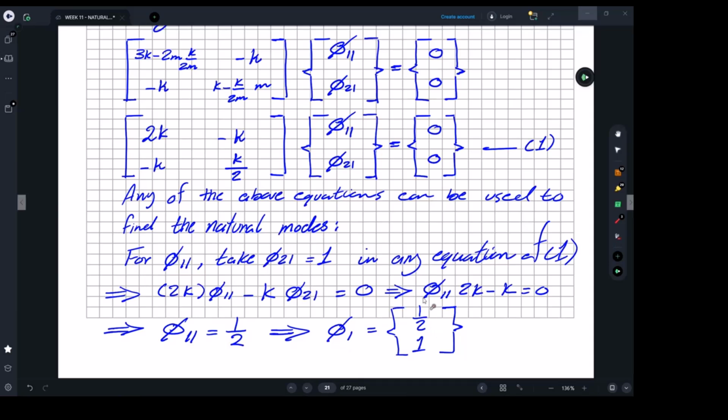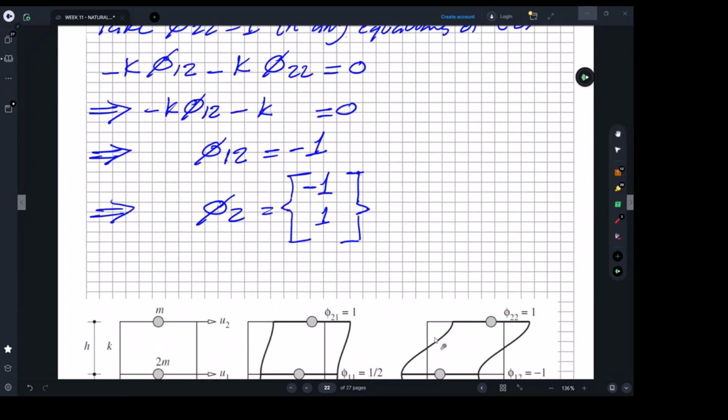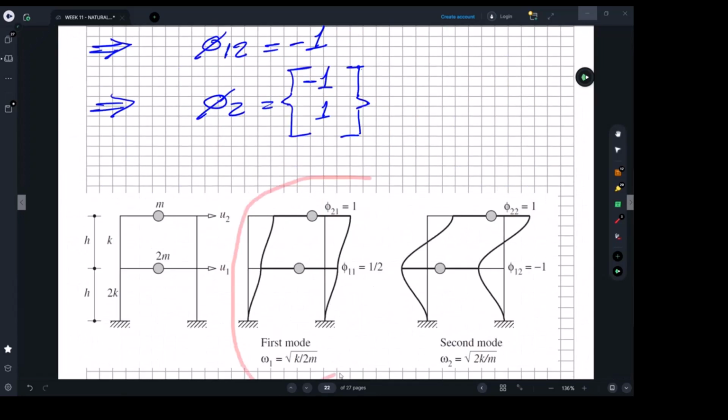Right, so the mode shapes, this one will give you the final definition for the mode shape of the structure. At level 1, phi 1, you will have half, and at level 2, sorry, you will have phi 2, 1, right? Which is basically showing you the shape. So by now we have found all those values, which is making sense. It is the first mode shape, which is the easier one to have.